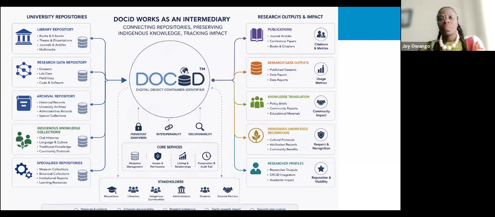So within DOCiD, all it does is that it is right in the middle, and you can pull in publications, you can connect publications, research data, knowledge translation, that is policy briefs, community reports, educational materials, and also indigenous knowledge recognition, as I'd shared with you, the cultural protocols, attributions, records, and community benefits with the TK labels, and the researchers' profiles in one ecosystem. So it just sits literally right in the middle. So it makes the librarians' work much, much easier.